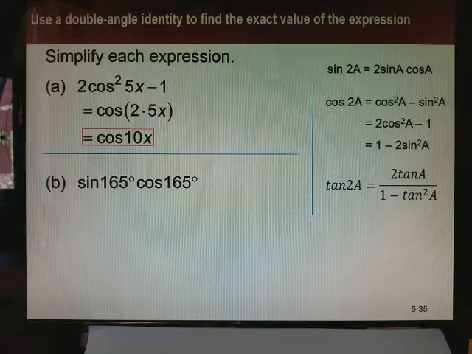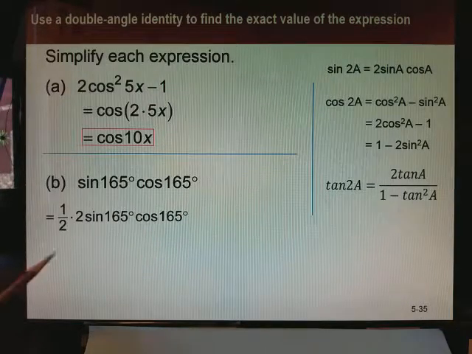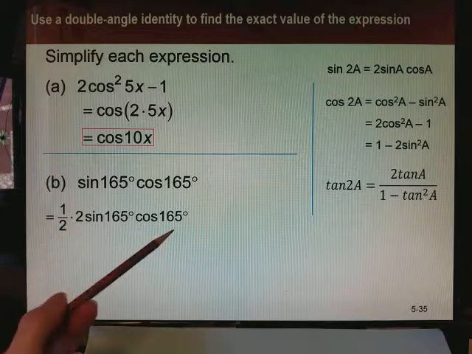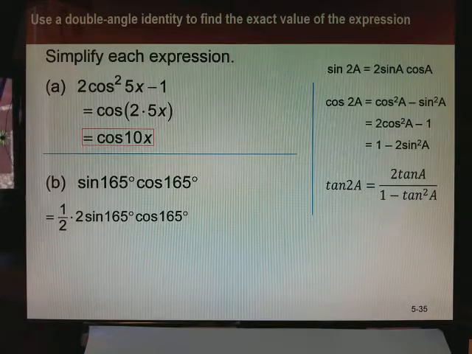Now problem B kind of looks like the very first one, sine times cosine, except it's missing the 2. So what if I did 1/2 times 2 in front of this? See, I really didn't change the problem. I really just multiplied by a fancy 1. A half times 2 is just 1.